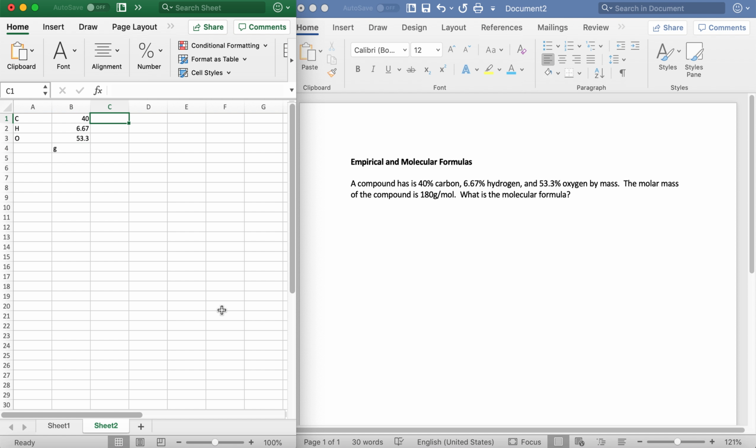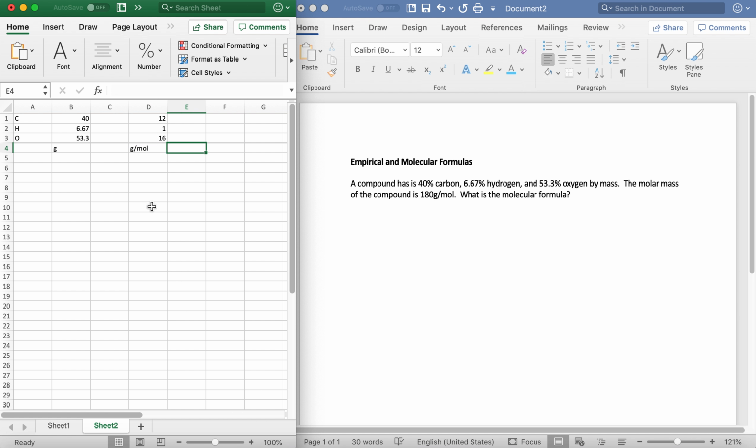So these are the masses of my atoms, but remember, each atom on the periodic table has a different mass. So simply by looking at this data, we can't derive how many carbons or hydrogens or oxygens we have in our empirical formula. What we have to do is convert it to moles. And how do we do that? Well, we know that the molar mass of carbon from the periodic table is roughly 12 grams per mole. Hydrogen is roughly 1 gram per mole, and oxygen is roughly 16 grams per mole.